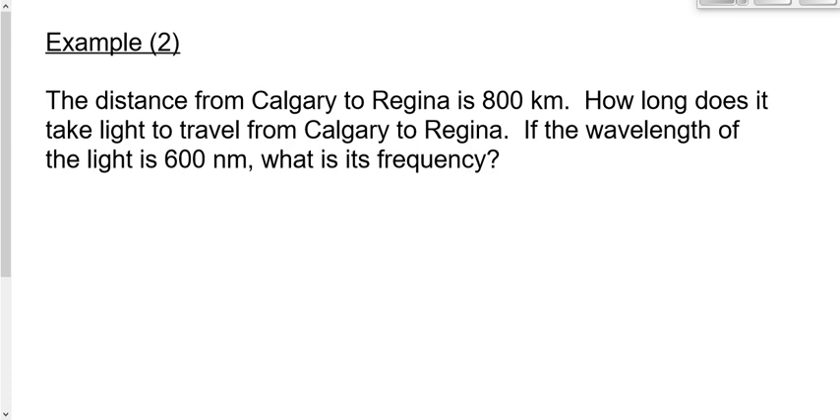The question says, the distance from Calgary to Regina is about 800 kilometers. How long does it take light to travel from Calgary to Regina? And if the wavelength of the light is 600 nm, nanometers, what is its frequency?